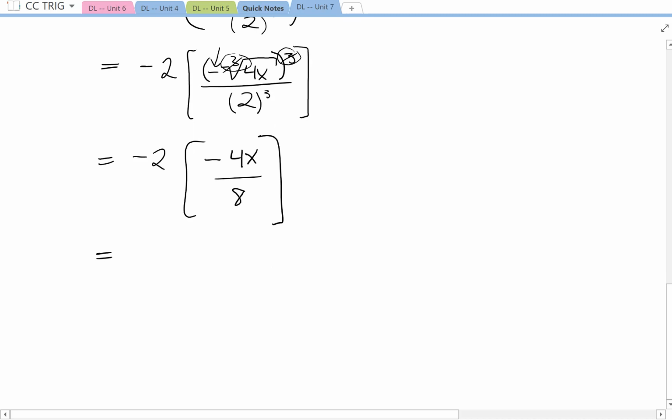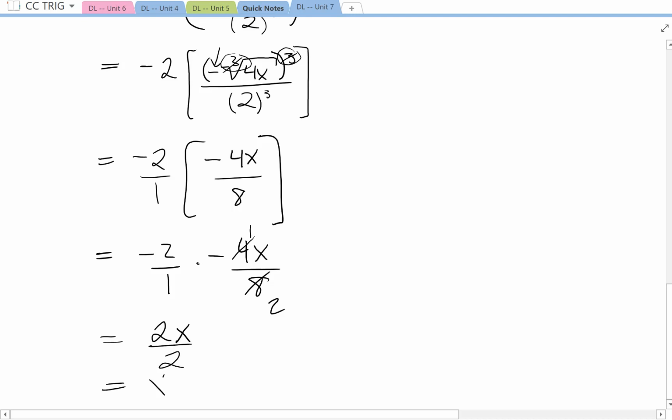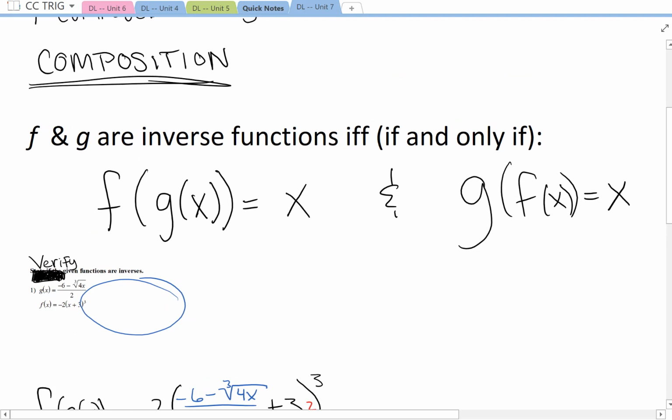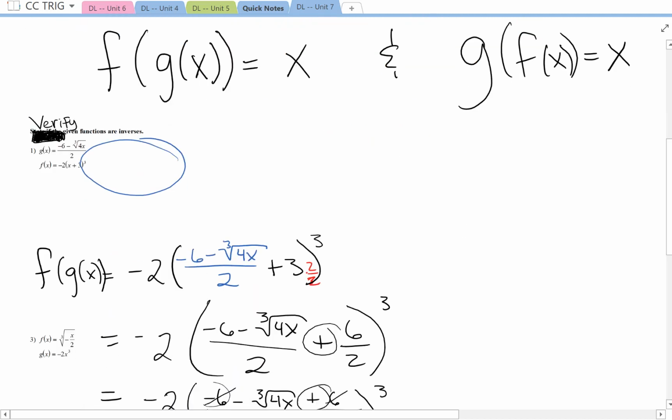Now you can multiply. This would be negative 2 over 1. Negative 2 over 1 times negative 4x over 8. Or you could say, 4 over 8, that's just 1/2. Positive 2x over 1 times 2 is 2. That simplifies to be just x. And so we finished the first part. All right. Now we get to do that all over again. And you have to do both of them in order to prove.